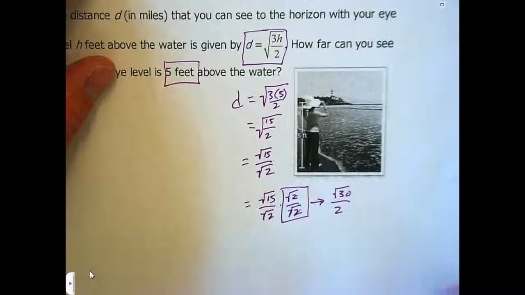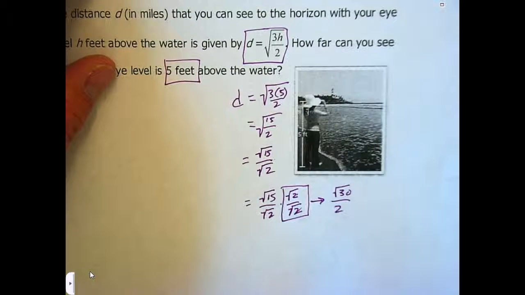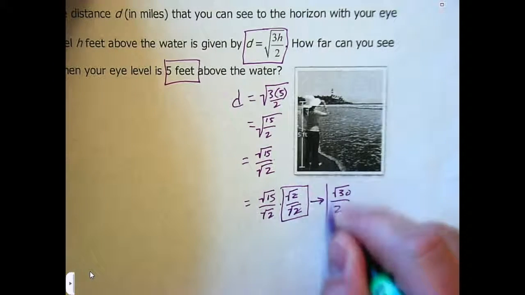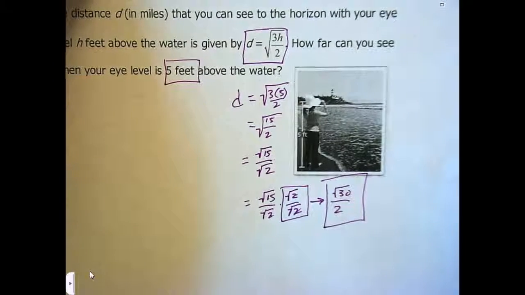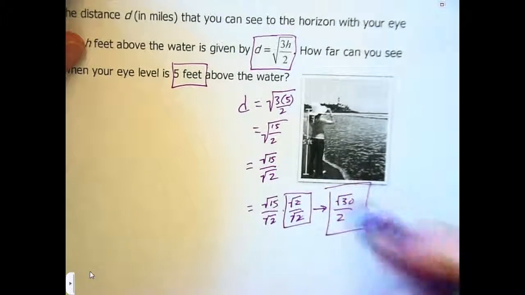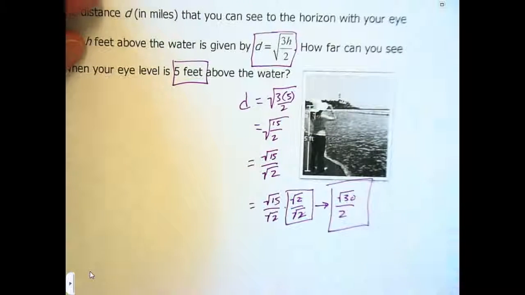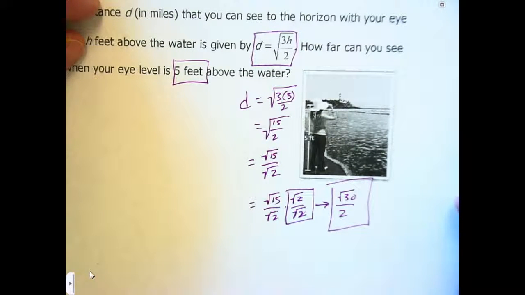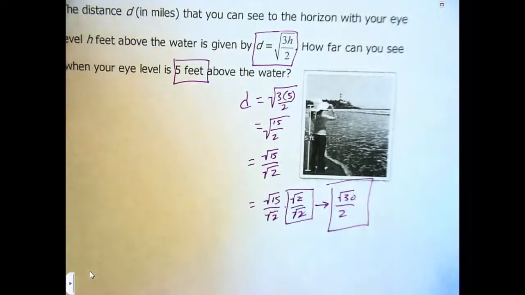Does any perfect square number go into 30? Nope. We're done. Now, if you rounded it, that would be about 6. Okay, very good.